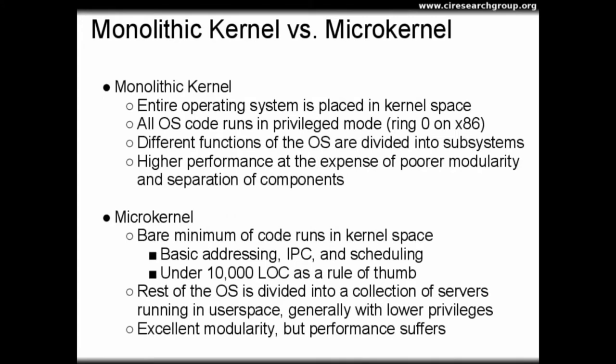A monolithic kernel is a kernel that contains the entire operating system in kernel space, runs all of the operating system code in privileged mode, or ring zero on an x86 system, and divides the different functions of the operating system into subsystems of the kernel. All of these subsystems, however, are run in the same memory space.